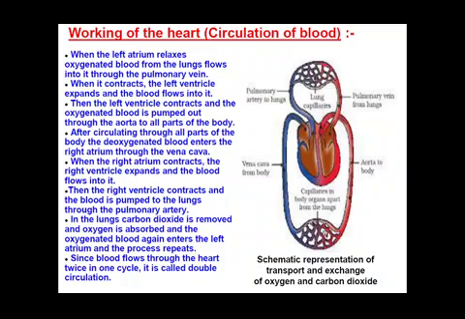Now what is happening? After circulating through all the parts of our body, the deoxygenated blood enters into the right atrium. So as you can see, the oxygenated blood came from the lungs, entered into the two chambers of the heart, and then it was distributed to other parts of our body.